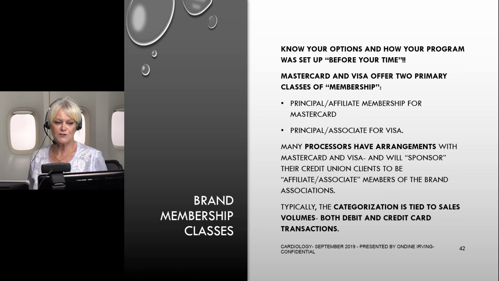Brand and membership, and I'm just going to briefly touch on this. You don't know how your program was set up, whoever owned it before you at the credit union. I encourage everybody, and don't call your processor for this. You call Visa and you call MasterCard, and you want to find out what your affiliation is, and if you're principal or affiliate. And I know there's probably people on this call who are saying, oh, we're principal, we're principal. Yeah, we are. I'm going to give you a story in a minute.